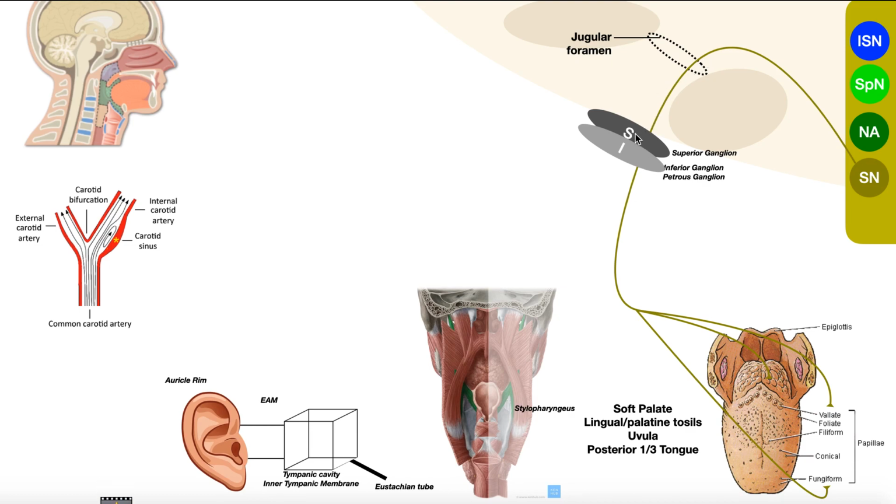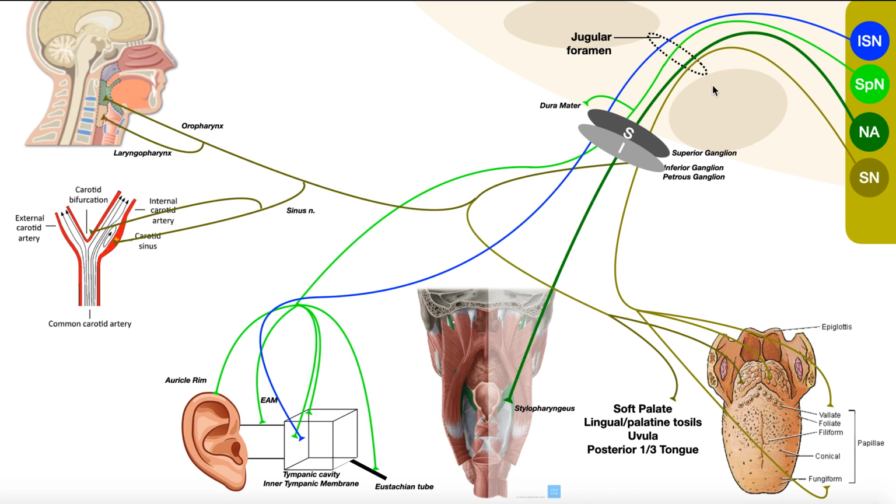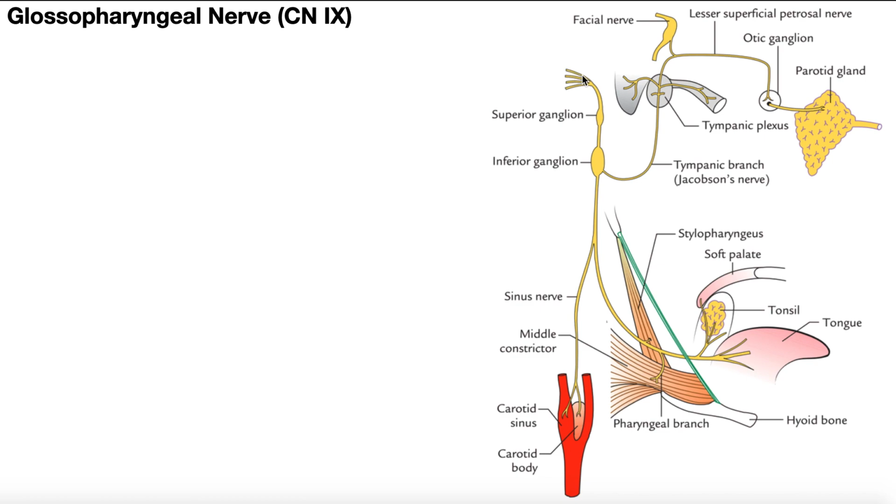You have here two enlargements right after the glossopharyngeal nerve exits the jugular foramen called the superior ganglion and the inferior ganglion. Okay? Now this is where it's important to remember that all of these parts right here initially are all together as one glossopharyngeal nerve. We'll take a look here at this picture. So right here, now we have the glossopharyngeal nerve.